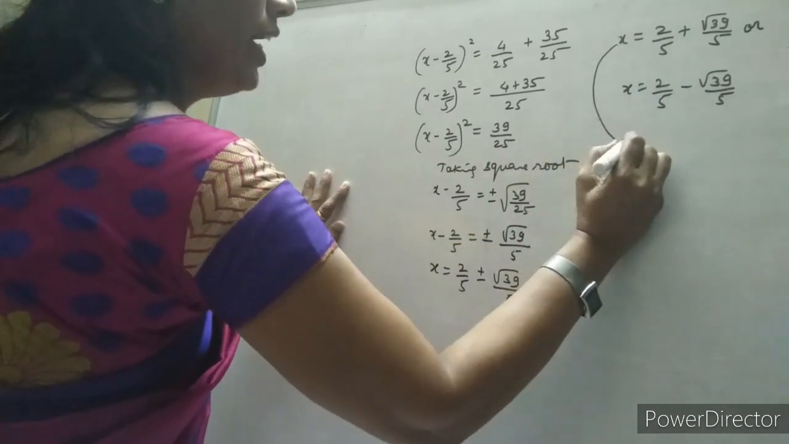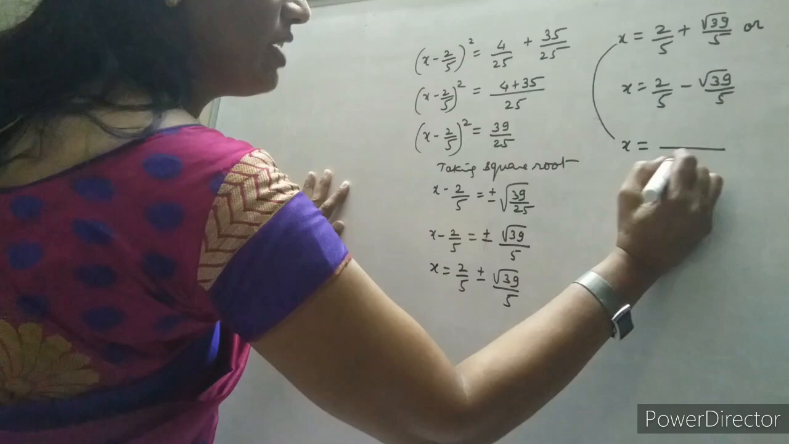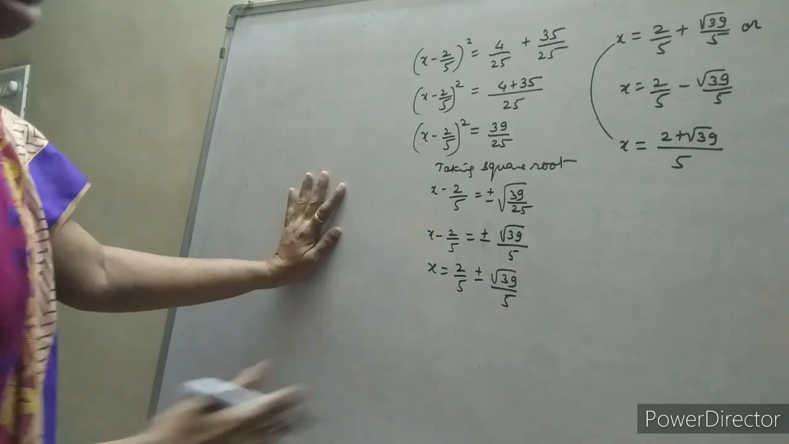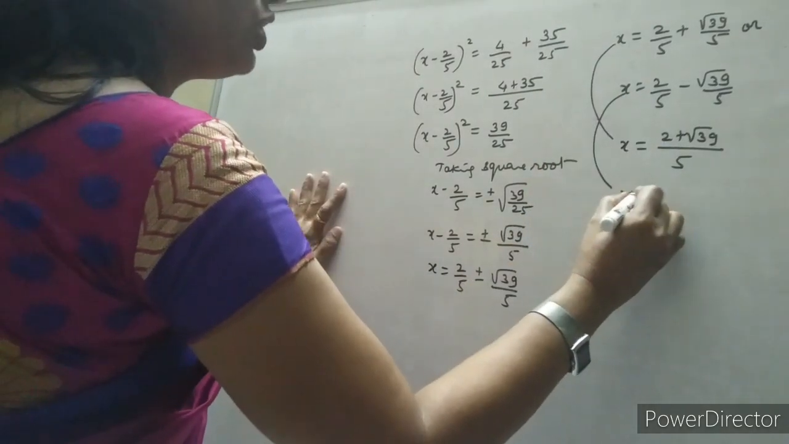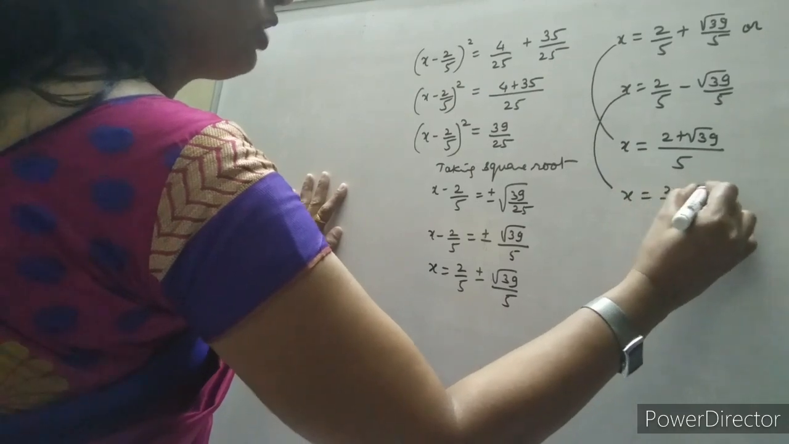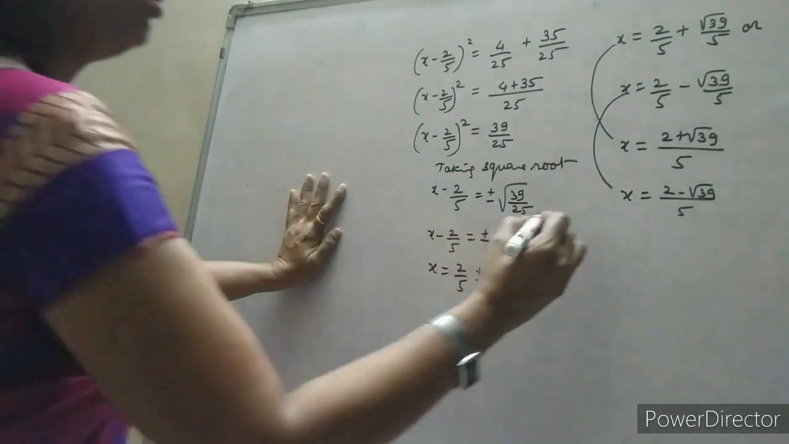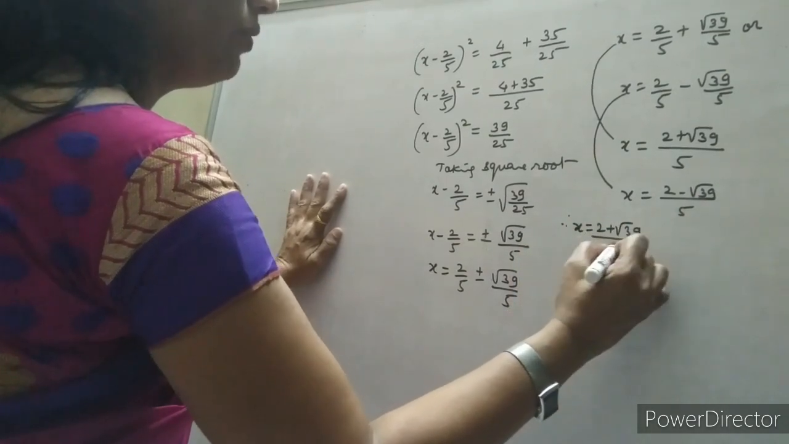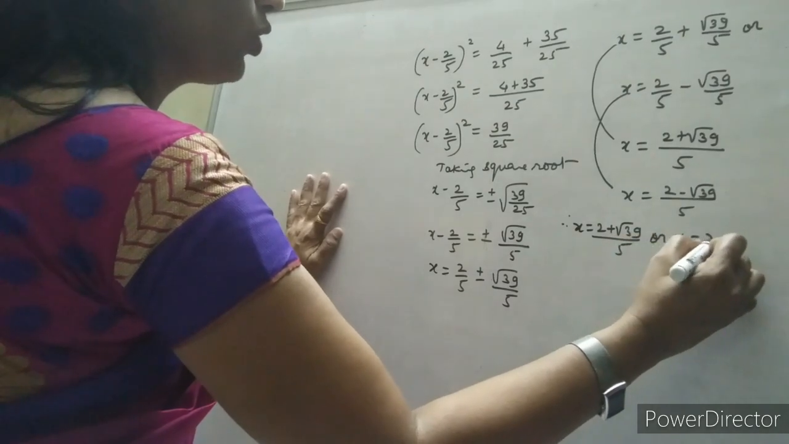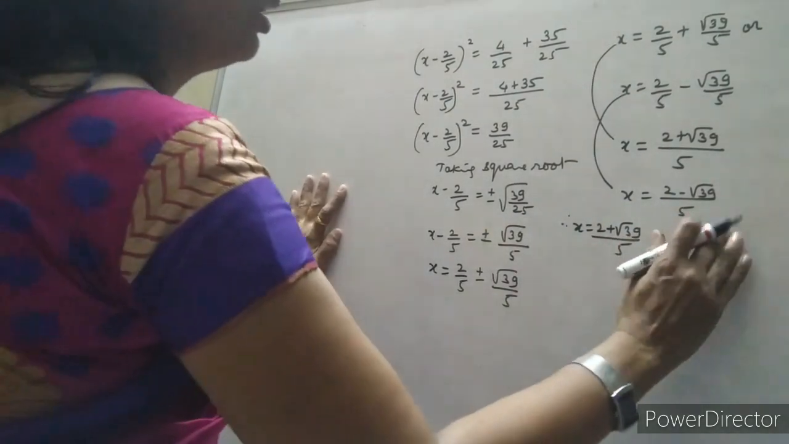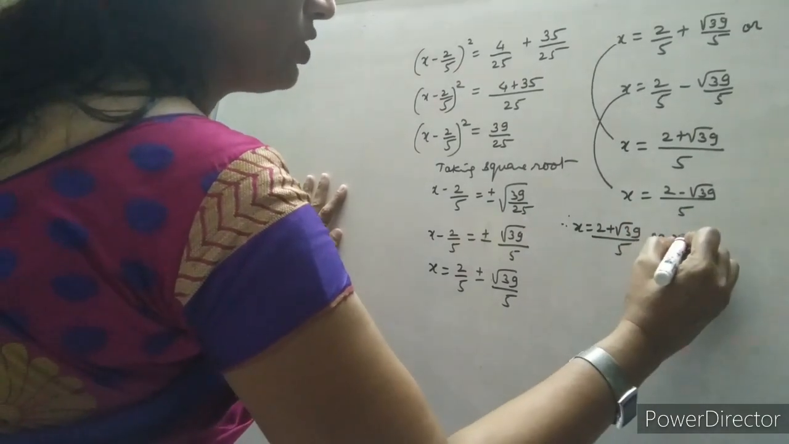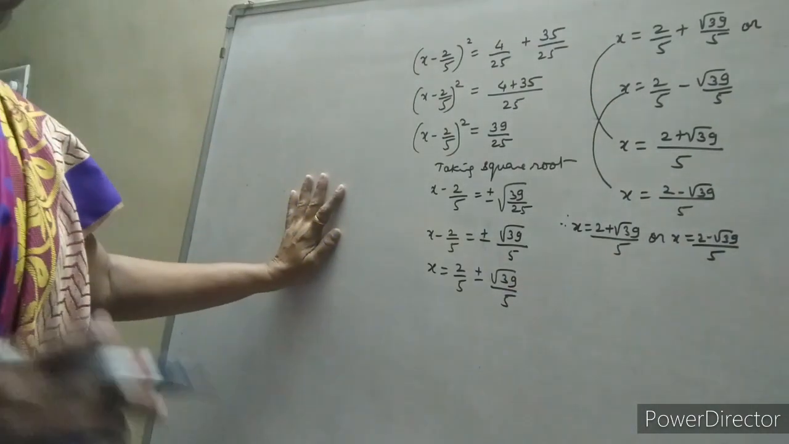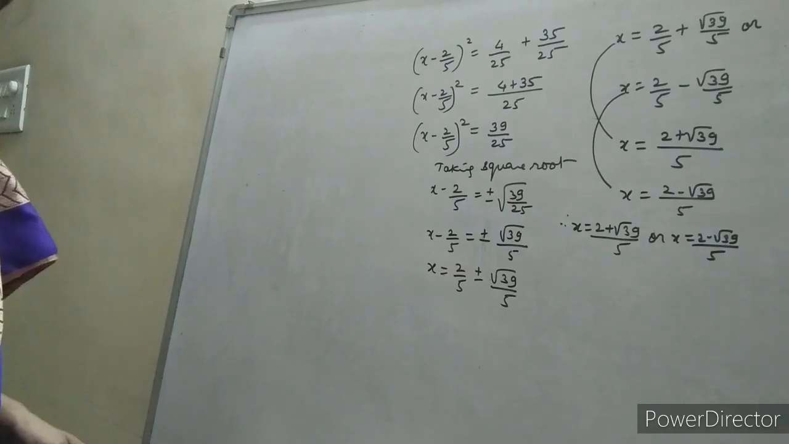If you solve this, you will get x is equal to, here again denominators are same, you can directly add 2 plus square root 39, and here after solving this you will get 2 minus square root 39, and therefore we can say x is equal to 2 plus square root 39 upon 5 or x is equal to 2 minus square root 39 upon 5 are the roots of given equation.